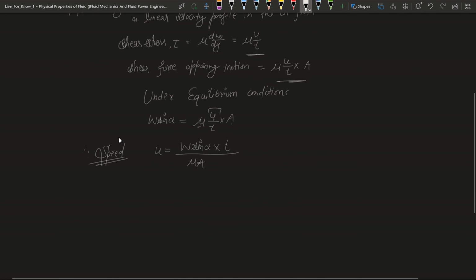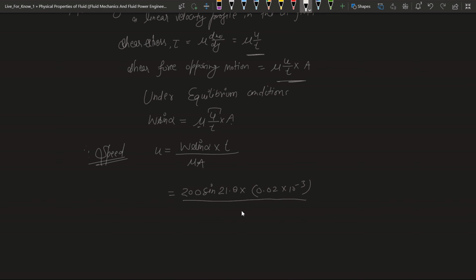From the question, we put all the values. W is given as 200, sin alpha with alpha equal to 21.8 as we found in the solution, and t is the thickness 0.02 into 10 to the power minus 3, converted into meters. Divided by 2.25 into 10 to the power minus 3 into 0.5 into 0.5, the final answer is 2.64 meter per second. So u is the velocity, the speed of the plate. This is the final answer.